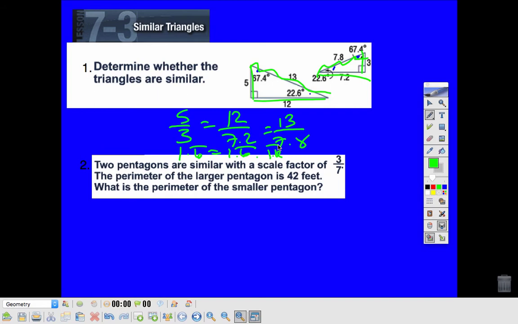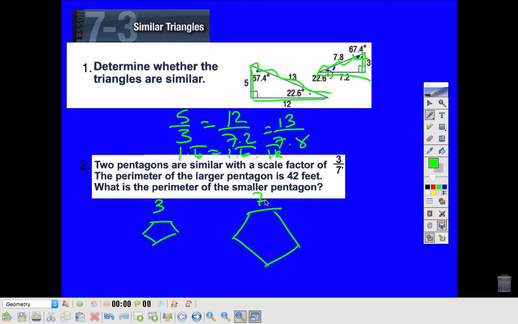2 pentagons are similar with a scale factor of 3 to 7. The perimeter of the larger pentagon, and then we've got a smaller one over here, and this is 3 to 7. The perimeter of the larger pentagon is 42 feet. What is the perimeter of the smaller pentagon?